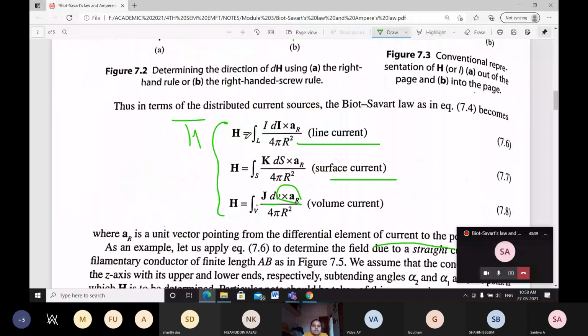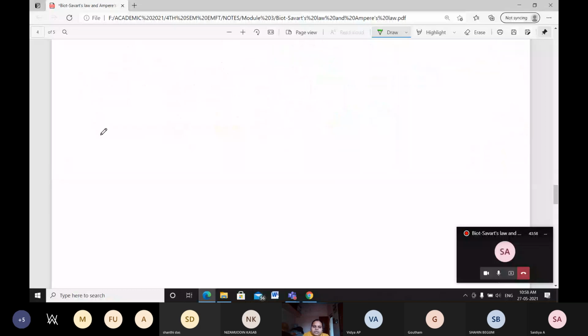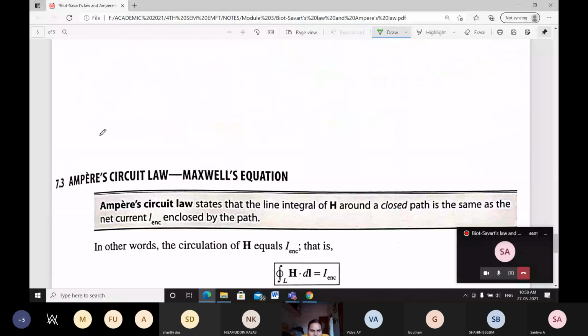This is about our Biot-Savart's law. That is also a very important question, minimum 6 marks. Or else, stating of Biot-Savart's law, minimum 2 to 4 marks. Next, one more small topic about our Ampere circuital law.